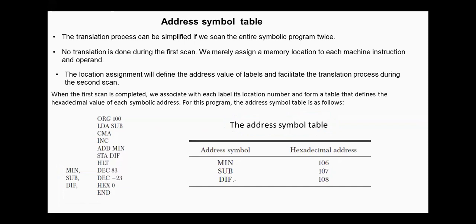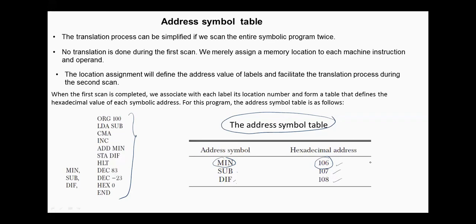When the first scan is completed, we associate with each label its location number and form a table that defines the hexadecimal values of each symbolic address. So for our program, this is the address symbol table. We have here three symbols: min, sub, diff, and their hexadecimal addresses: 106, 107, and 108 in hexadecimal.